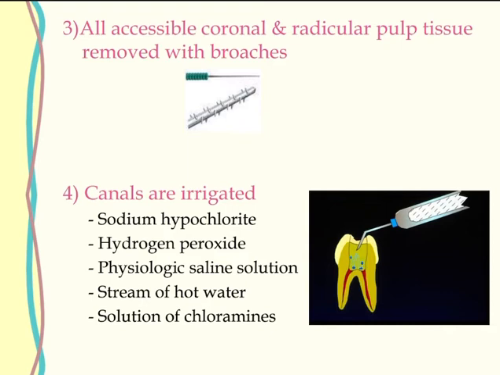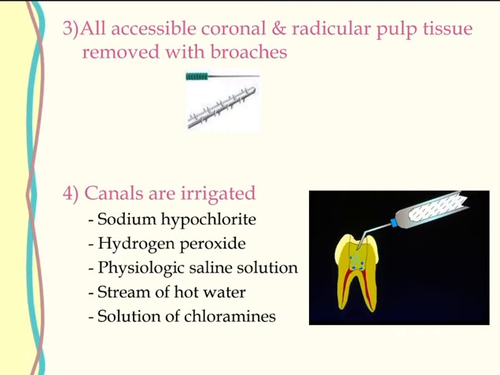First and foremost, you have to remove the coronal pulp tissue. After making the access cavity, you take a spoon excavator and remove all the coronal pulp tissue from the coronal pulp chamber. Once you remove it completely, you can clearly see the root canal orifices.